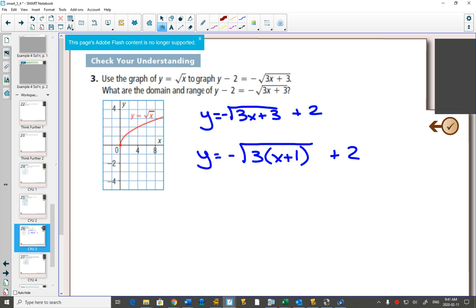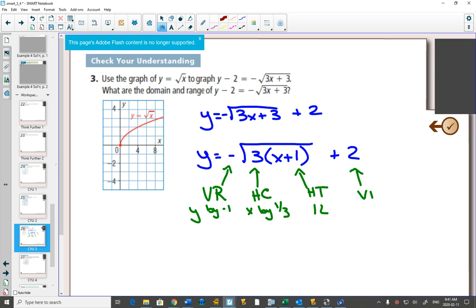So now that I've written it in proper form, I'm actually going to label these. This is going to be a vertical reflection. You're going to multiply y by negative 1. Here we have a horizontal compression. You're going to multiply x by 1/3. Here's our horizontal translation, only 1 to the left. And here is a vertical translation 2 up.